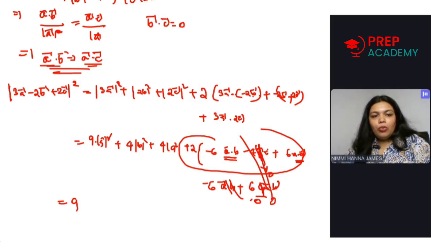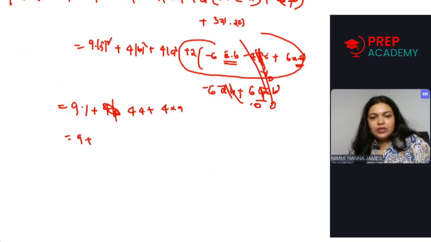So 9 into modulus of a square is 1, the whole square. So 1 plus 4 into modulus of b square, it is 4. 4 into 4 plus 4 into modulus of c square, it is 3, 3 3s are 9. Okay, so 9 plus 4 4s are 16 plus 9 4s are 36. That is 36, 45, then 55, 61. Okay, so the whole squared is 61.